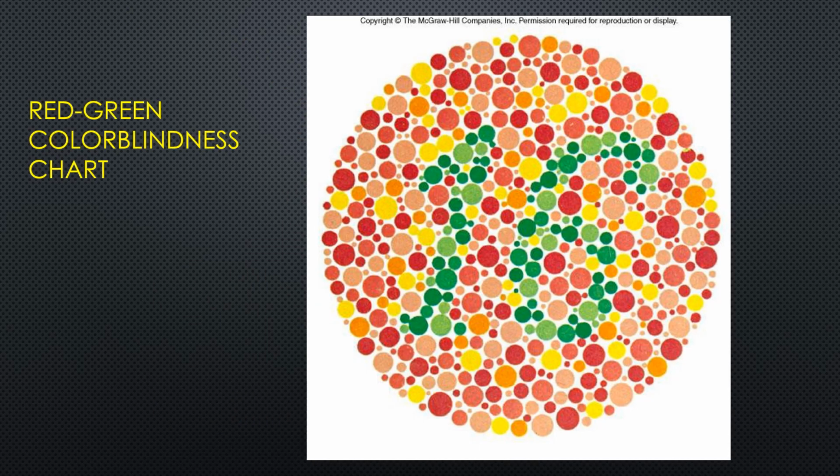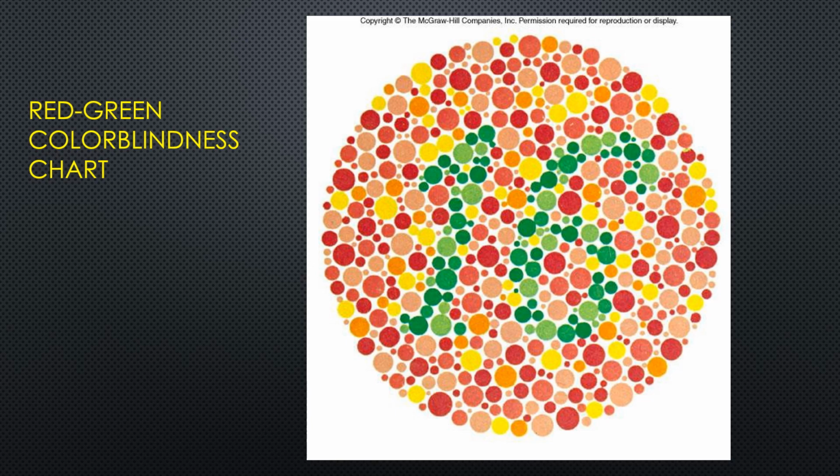So here is your red-green colorblindness chart. So you should be able to look at this image, and if you have colorblindness, you will not be able to see the number that is present. If you are not colorblind, you will be able to see the green number. And so I'd be interested to see which of you are colorblind and which of you are not.